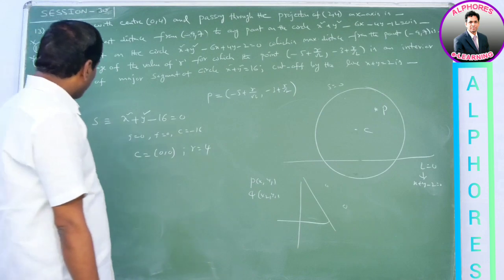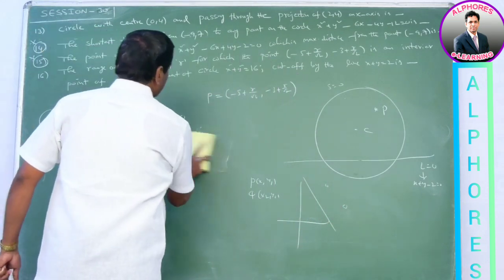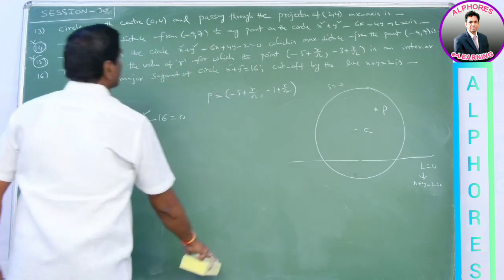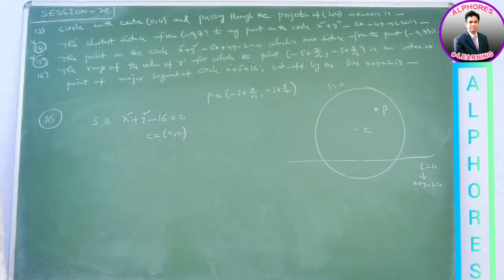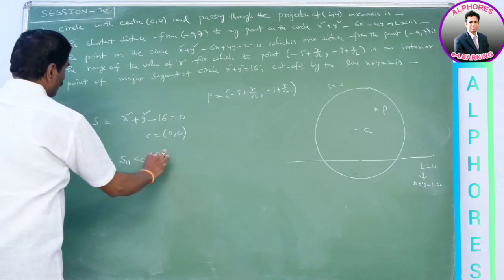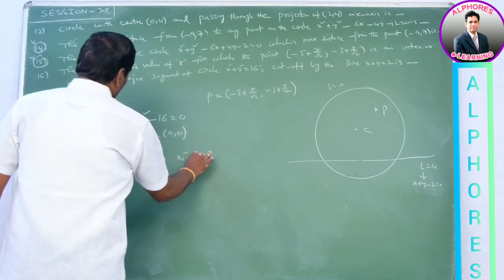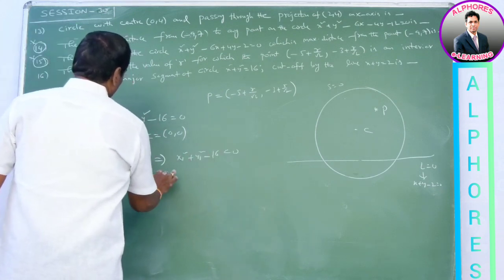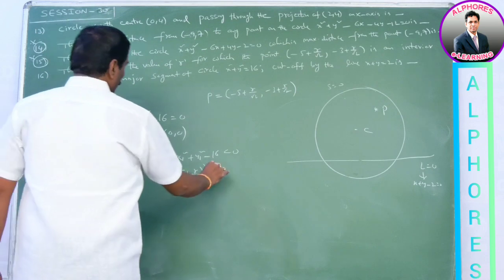Okay. From the given, the equation of the circle is S = x² + y² - 16 = 0. The point P is that value. The center of the circle is (0, 0). Here P lies inside of the circle. That means S11 < 0. S11 means x1² + y1² - 16 < 0. What is x1? (-5 + r/√2) whole square plus, what is the value of y1?